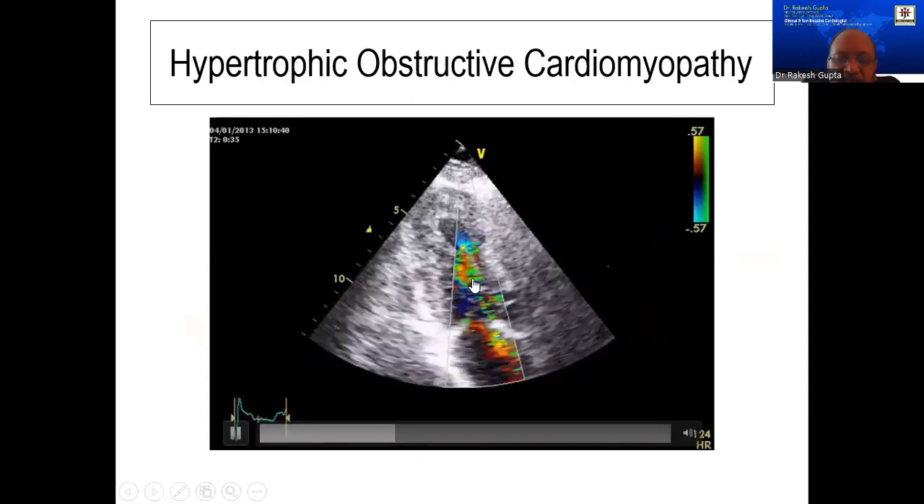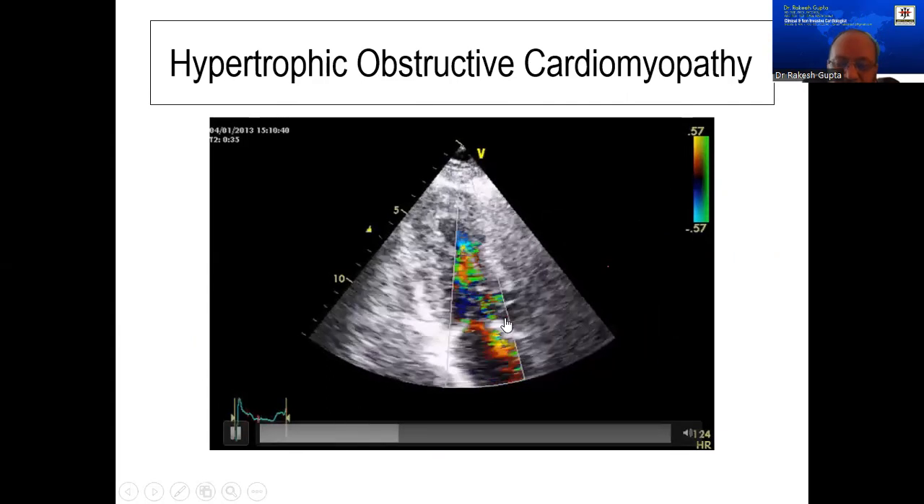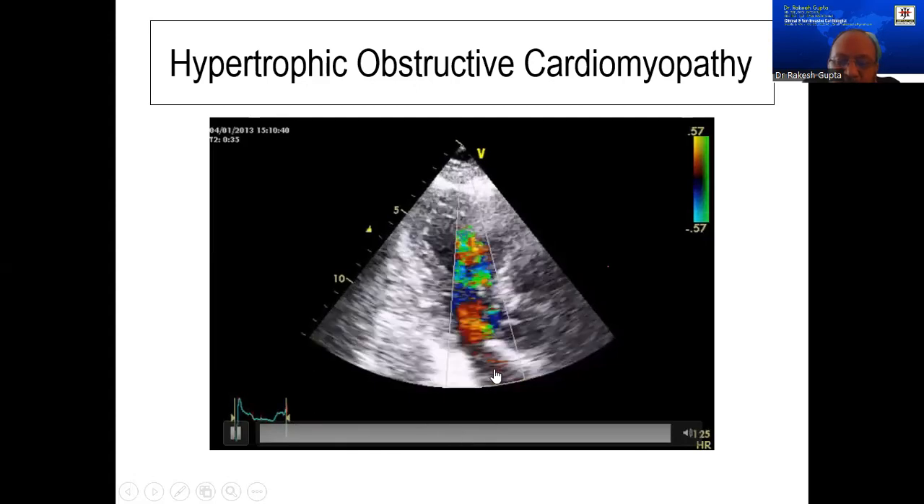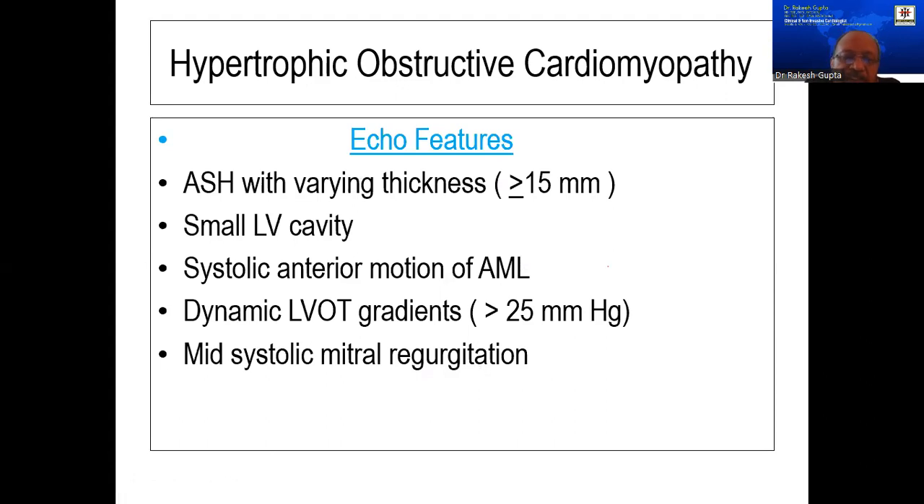Again, a picture showing systolic anterior mitral leaflets, dynamic LVOT obstruction, and some amount of mitral regurgitation, which is seen over here. So we have ASH 1.5:1, symmetrical hypertrophy with posterior wall, small LV cavity, systolic anterior motion of mitral valve leaflets, dynamic LVOT obstruction of at least more than 25, and then mid-systolic MR, which are the diagnostic features of hypertrophic cardiomyopathy.